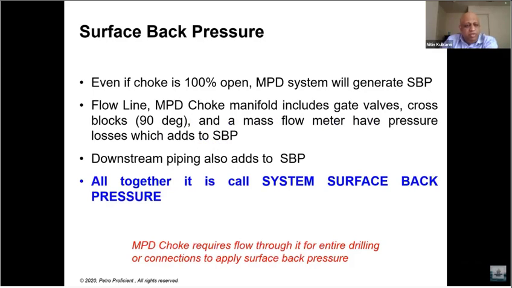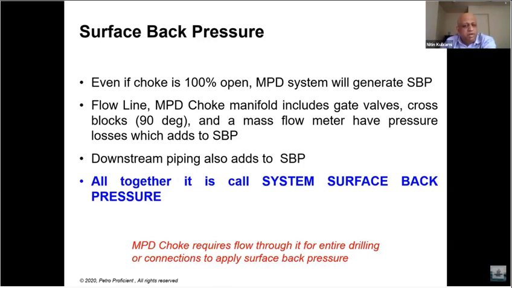So to begin with, let's say even if your choke is 100% open, the MPD system will generate surface back pressure. Surface back pressure is generated using your choke, but there are other factors that can add to the surface back pressure, and that is your flow line, your choke manifold, the valves that are part of the choke manifold, and the mass flow meter, that is the Coriolis mass flow meter. All of them add to surface back pressure, and this is called system surface back pressure.